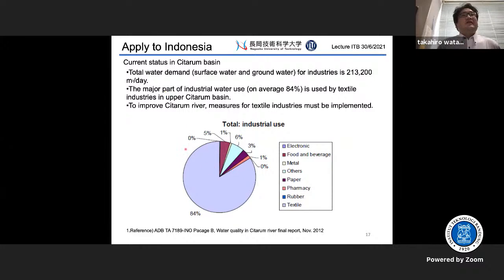The total water demand in the Stream River basin for industry is 230,000 cubic meters per day. And the major part of the industrial wastewater, on average 84%, comes from the textile industry in the upper Stream River basin. So to improve the Stream River, measures for the textile industries must be implemented.